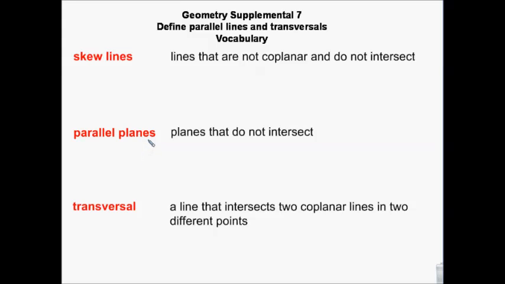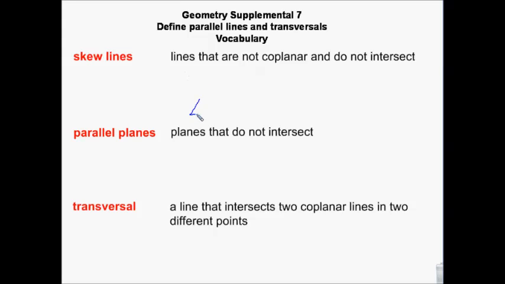A couple of them you may be familiar with, but a couple of them you may never have heard before. Okay, we have what's called a skew line. Parallel lines are in the same plane. So think of parallel lines as being on the same piece of paper. So two lines on the same piece of paper that never intersect are parallel. Skew lines are lines that are not on the same piece of paper.